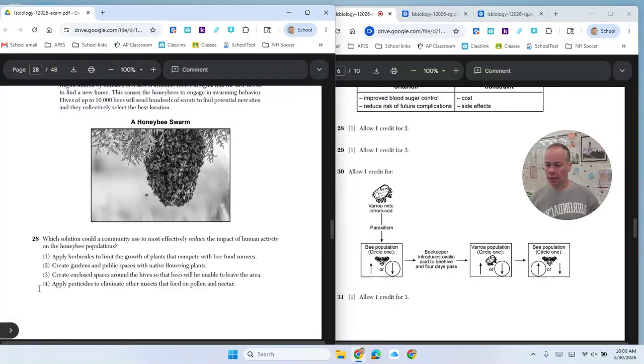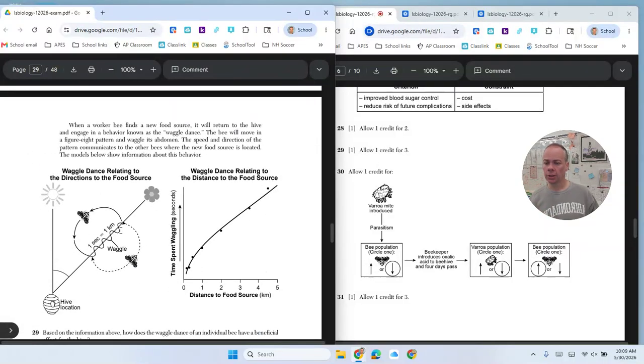That's incorrect. And 4, apply pesticides to eliminate other insects. Same as number 1, pesticides can impact the bees. And so the correct choice here for 28 is 2. Give yourself a point if you got it correct.